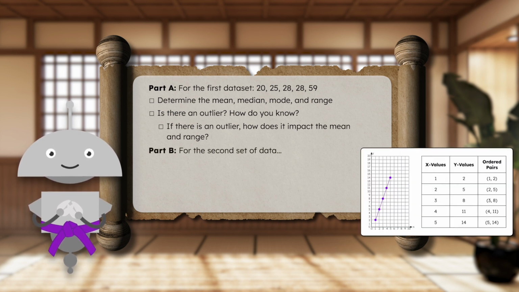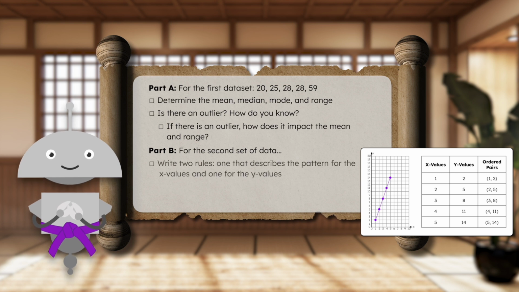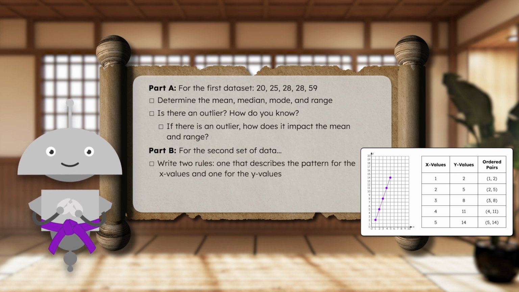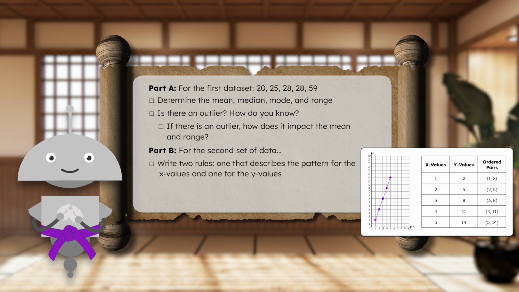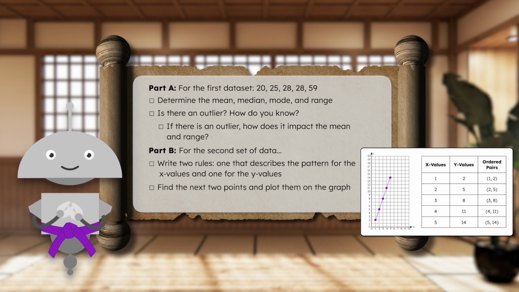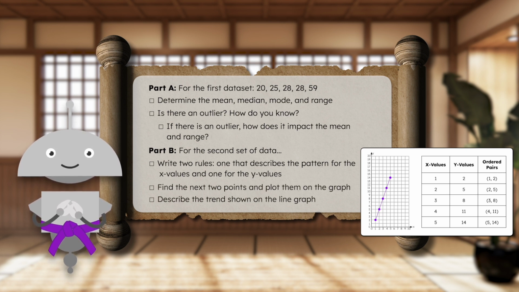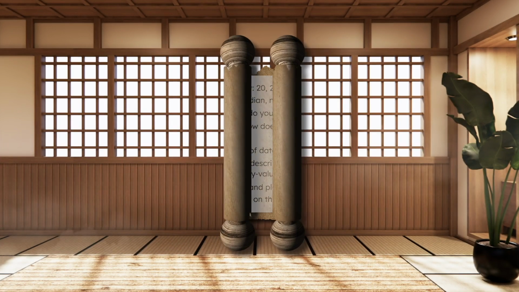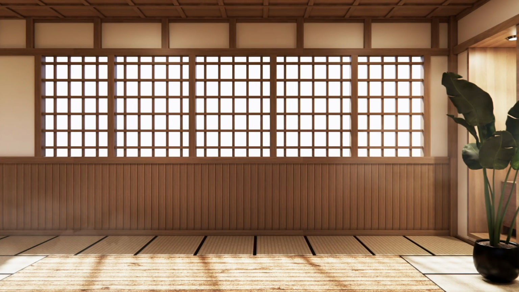Part B. For the second set of data, write two rules, one that describes the pattern for the x values and one for the y values. Find the next 2 points and plot them on the graph. Describe the trend shown on the line graph. Study well. The path to mastery begins now.